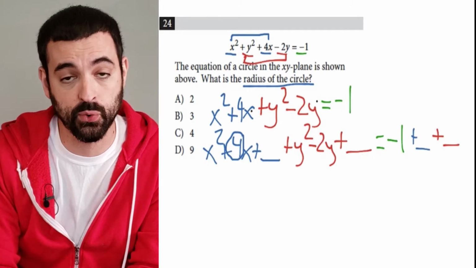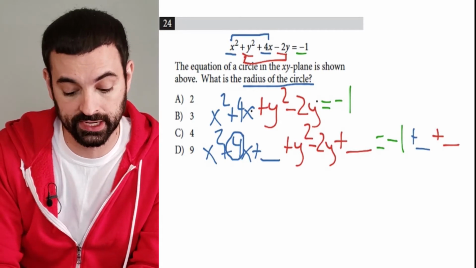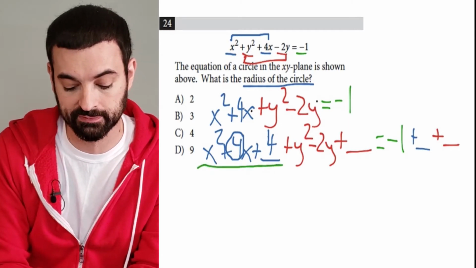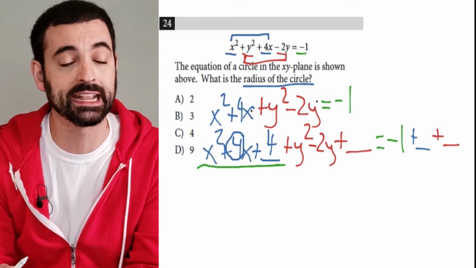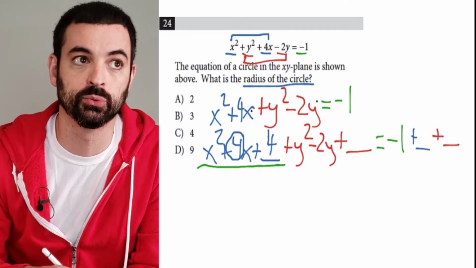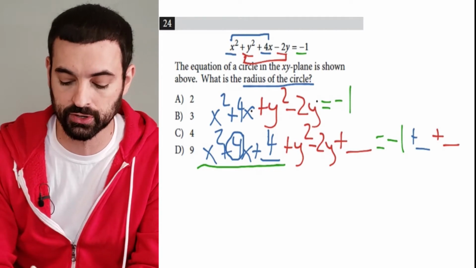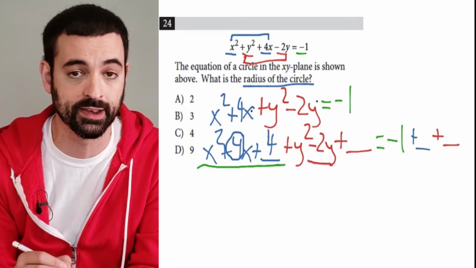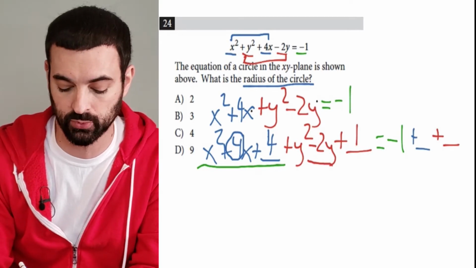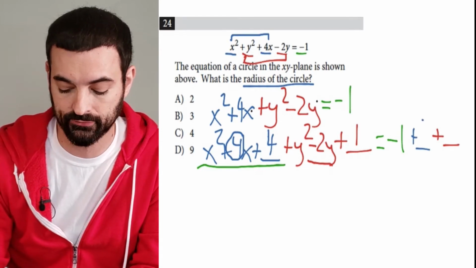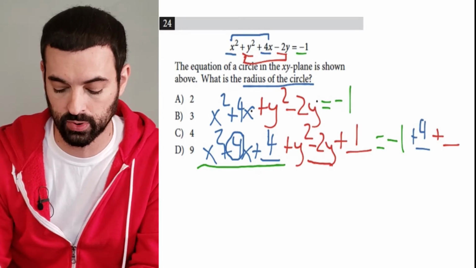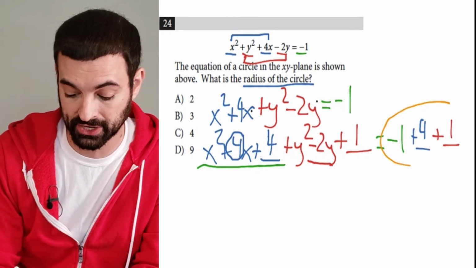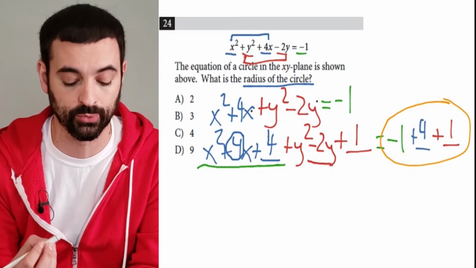So 1/2 of 4 is 2. 2 squared is 4. And what we have now here, this x squared plus 4x plus 4 is a perfect square. I can reduce that to circle formula, and I'll show that in the next step. I'm going to do the same thing with the y terms. 1/2 of -2 is -1. -1 squared is +1. And then I'm going to add the 4 to the right-hand side and the 1 to the right-hand side. Now, actually, it turns out that this is all the information we need to find the radius, but I'm going to see this all the way through.